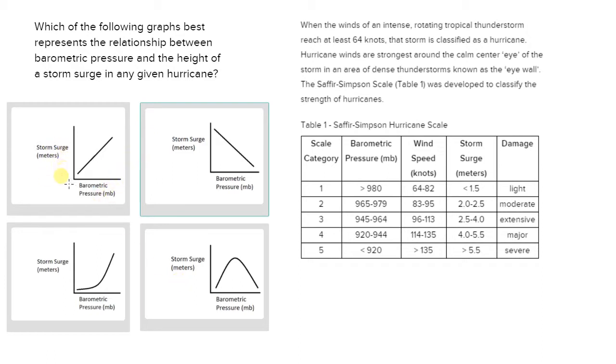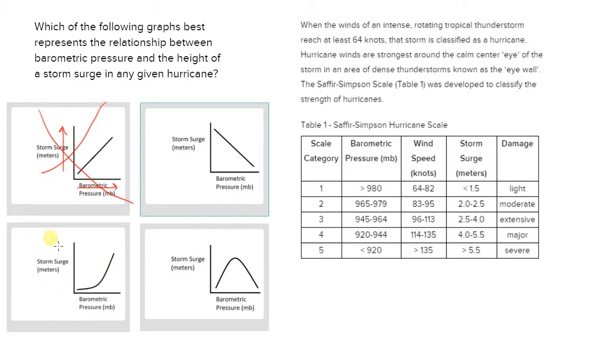And so for the first one, as the storm surge increases, the barometric pressure also increases. Or you could even look at it this way, as the barometric pressure increases, it's probably easier to look at this way. As you increase barometric pressure, the storm surge also increases. So as we start here at 920 and increase, the storm surge should also increase. So we should also see an increase going this way, and we don't. We see that it's a decrease, and so we know that's a wrong answer.